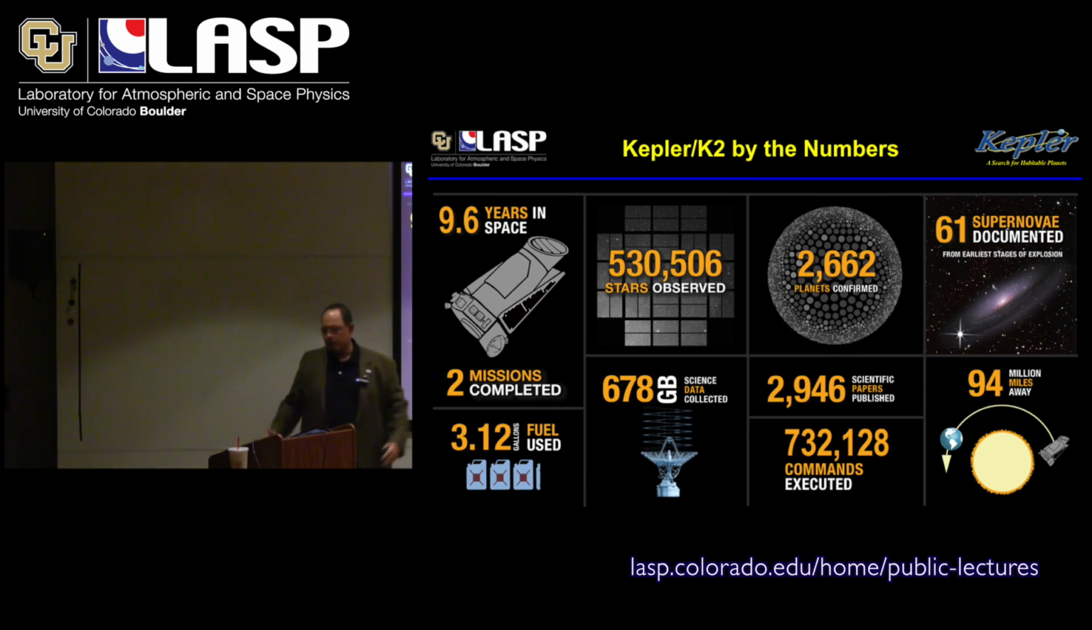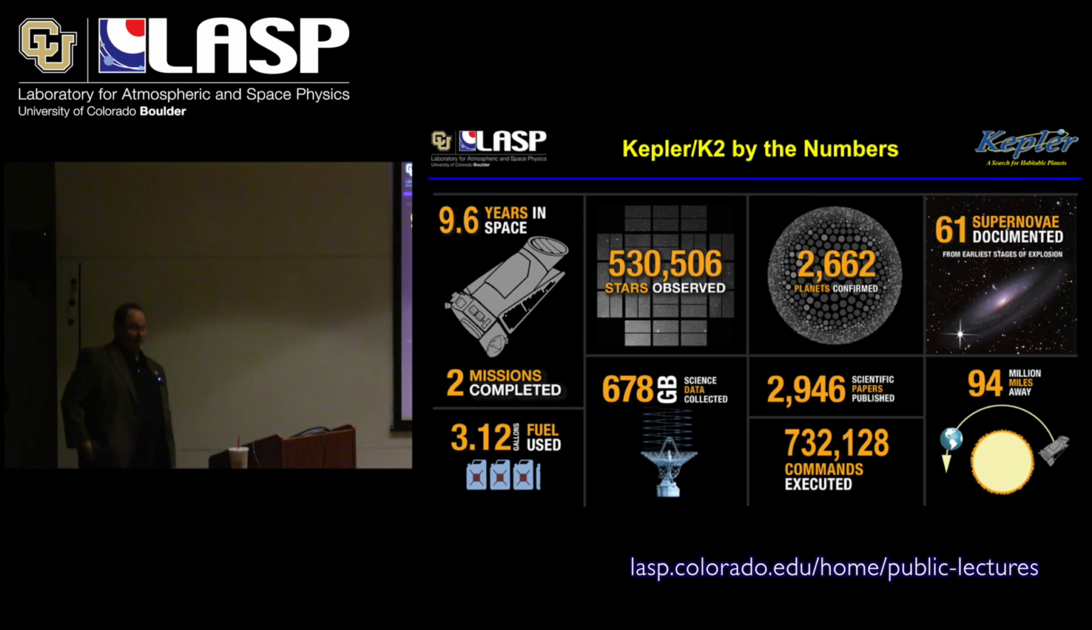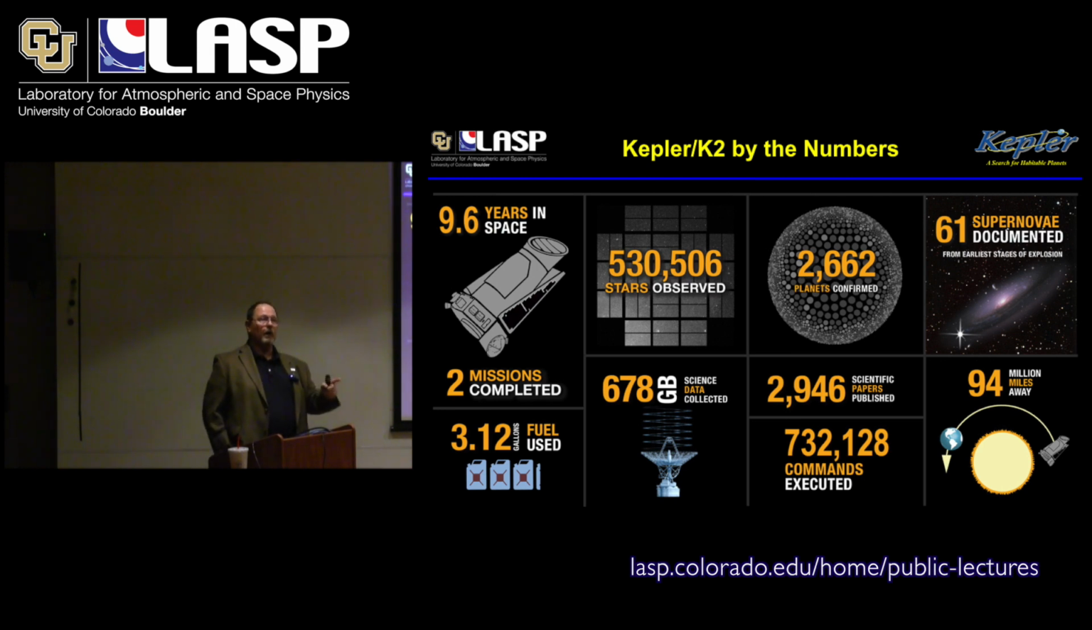So what are the statistics? Well, here's what we know today. It's not just 2011 data. This is today's data. This was just released by NASA. We spent 9.6 years in space. We've got over 530,000 stars observed, over 2,600 planets confirmed, 61 supernovae documented, including one we watched happen as it occurred. When a supernova happens and you're watching on the telescope, you have to deal with day and night, and you can only look and see, is it there, is it not there? Most of the time, we've never captured one as it occurred, and Kepler got that data.